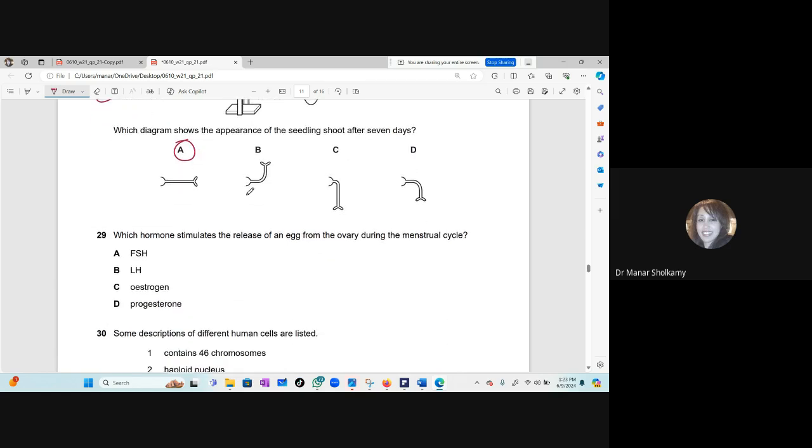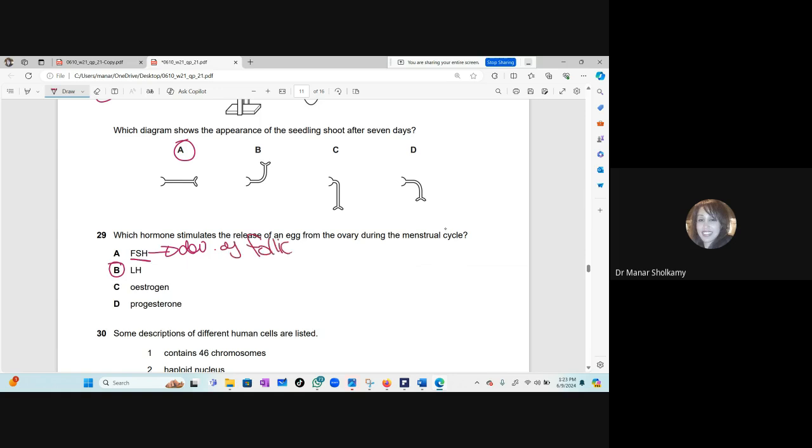29. Which hormone stimulates the release of an egg from the ovary during the menstrual cycle? Direct question. No, FSH does not release the egg. FSH helps in the growth and the development of the follicle. It's not A. Of course, B, it's LH, the luteinizing hormone.